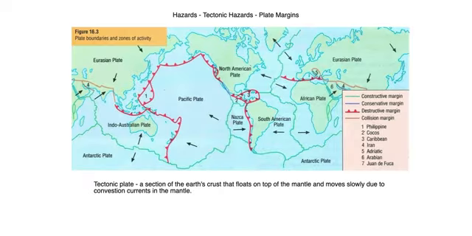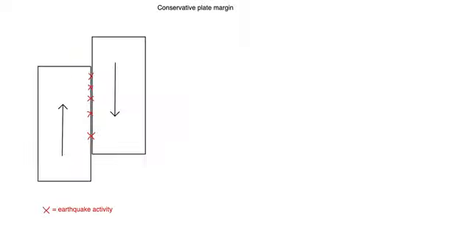So if we go back to our plate map, conservative is blue. Now there's only one really drawn in here, which is the main one that you need to worry about. This is the San Andreas fault, basically. The North American plate and the Pacific plate move alongside each other here.